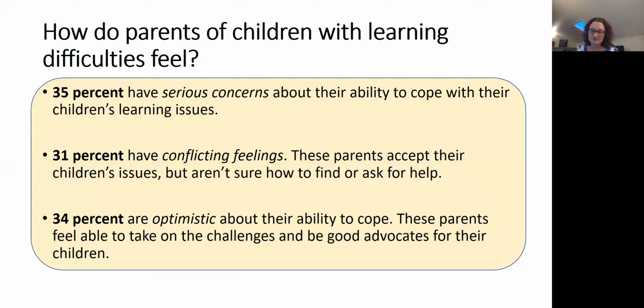And they often feel really stressed, with conflicting feelings, and they do admit to being impatient with their children, and they're really worried about their children's future. And the other third are optimistic about their ability to cope. So about two thirds of parents are really struggling with knowing how to help their child with learning difficulties, and I've had this experience too with one of my kids, and even as a professional, it's really hard to know sometimes exactly what the right way to go is to help your child.